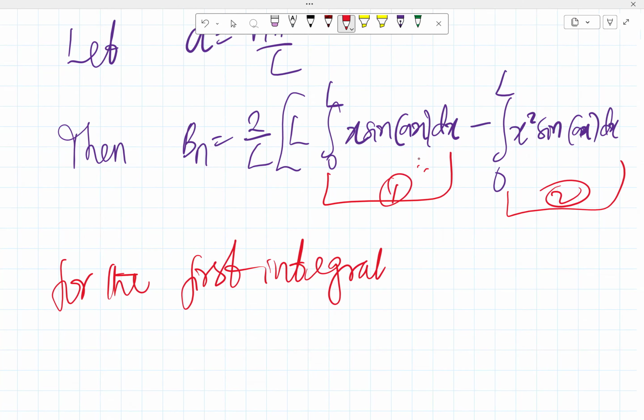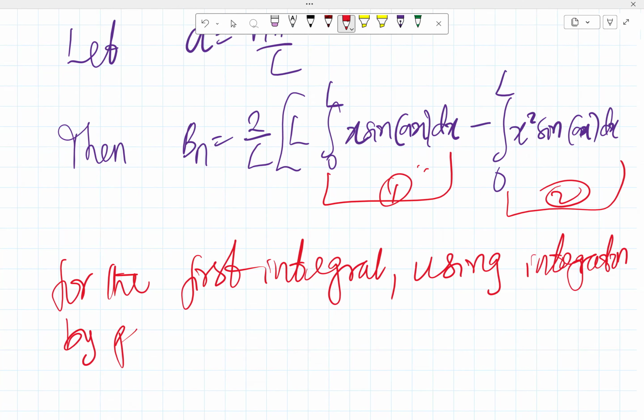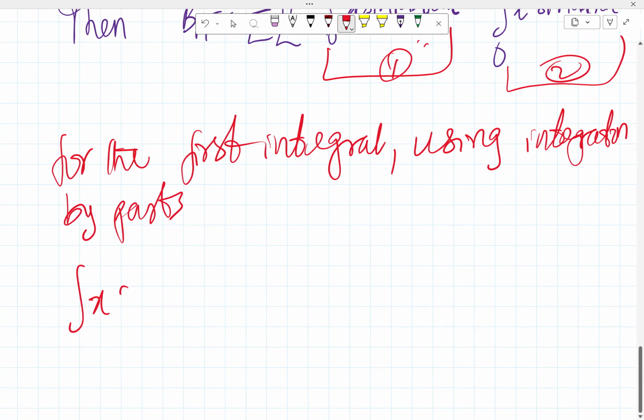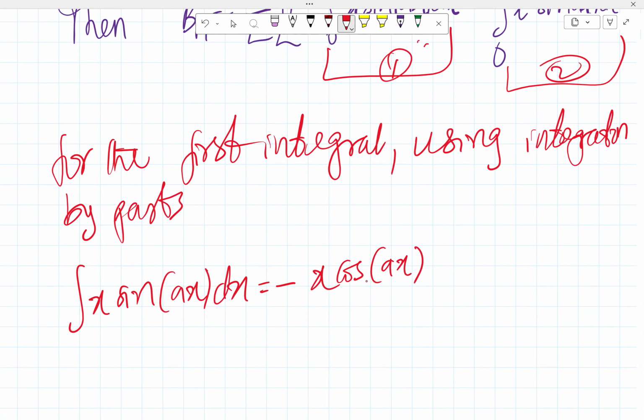For the first integral, using integration by parts, we have that integral of x sine ax dx. In case you don't know integration by parts, you can check the playlist on basic calculus. I have that detailedly dealt with there. So you have x cos ax over a plus sine ax over a squared.